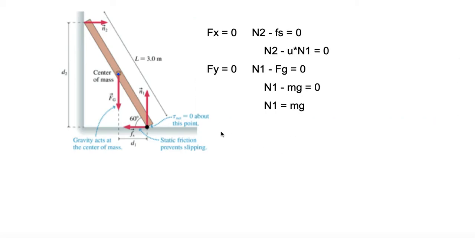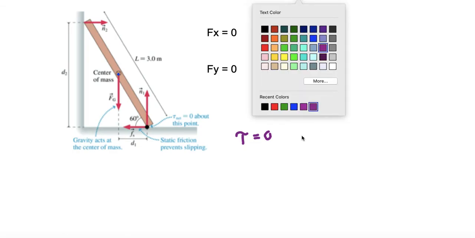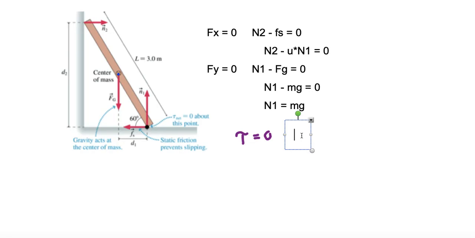Next, we also need to add our torques, so we're going to use that the sum of the torques has to equal 0. So what are our torques? We have to define a pivot point. The pivot point is very important to define because whatever you put the pivot point on is not going to be able to give you any torque.